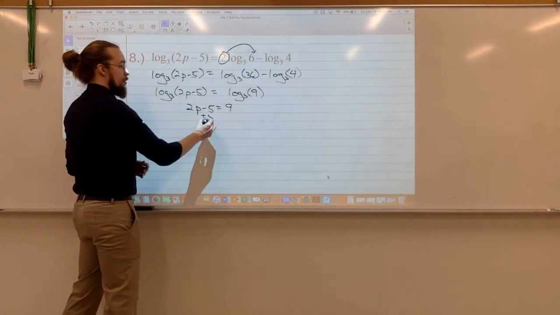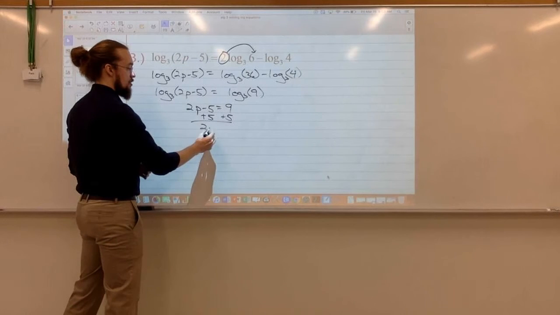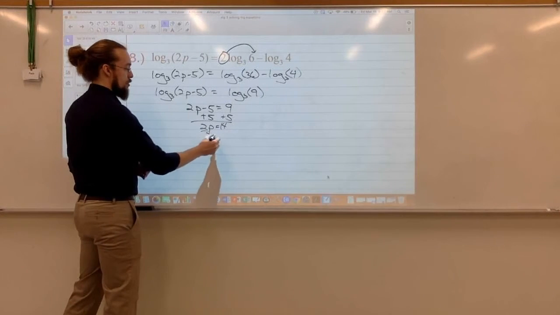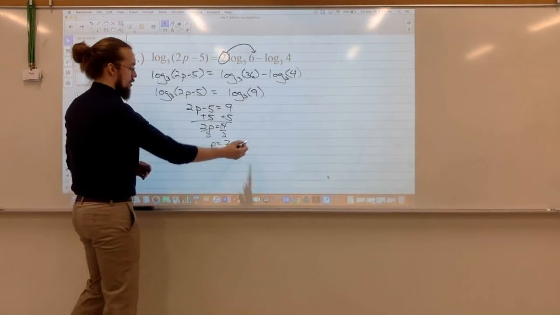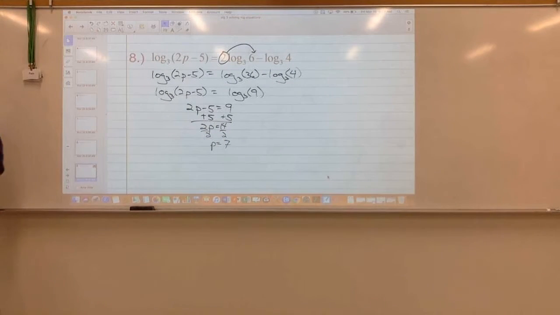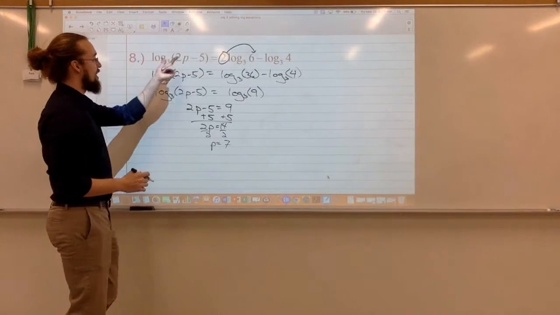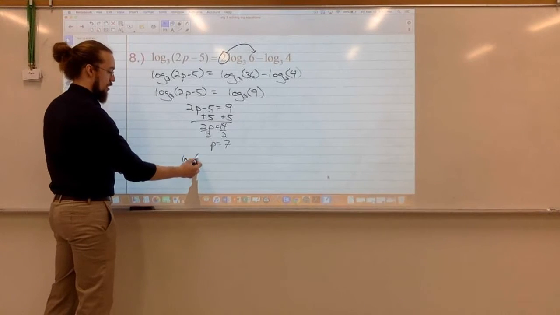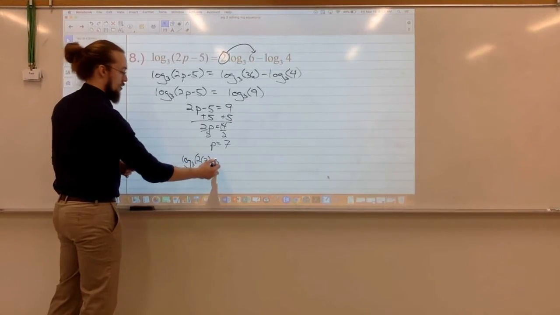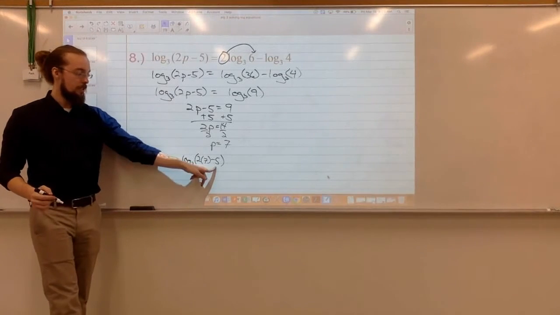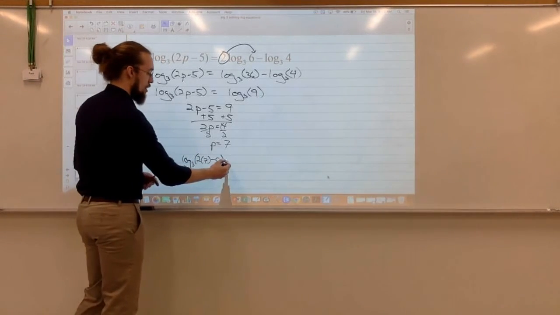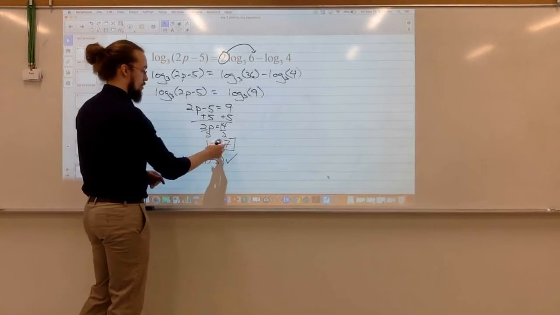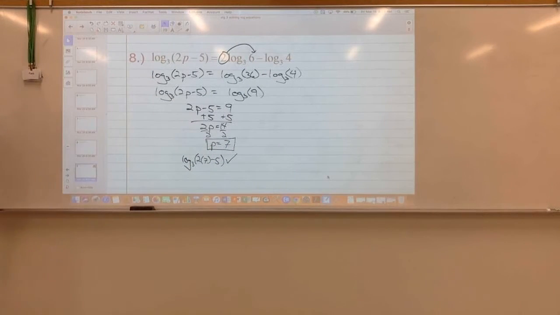2-step equation to solve for p. Add 5 to both sides. And divide by 2. Get p equals 7. Then we need to plug that back in. The only p in my original equation is on the left side here. So log base 3 of 2 times 7 minus 5. So that'd be 14 minus 5 is 9. That is a positive value. So 7 is a legitimate solution. Any questions on this first type of equation?